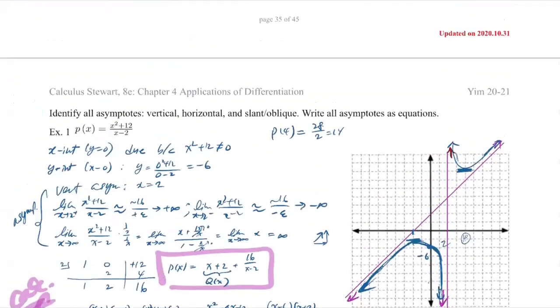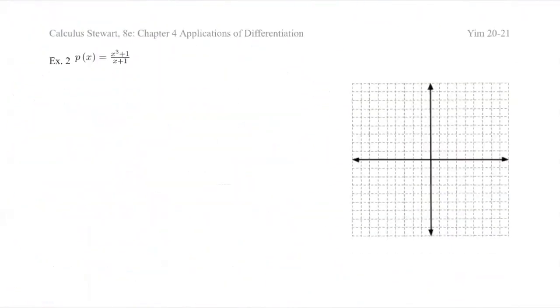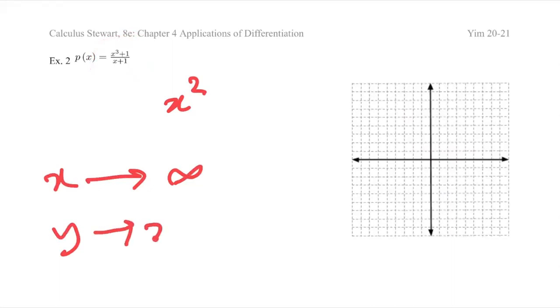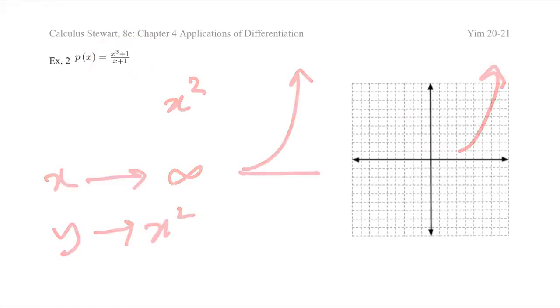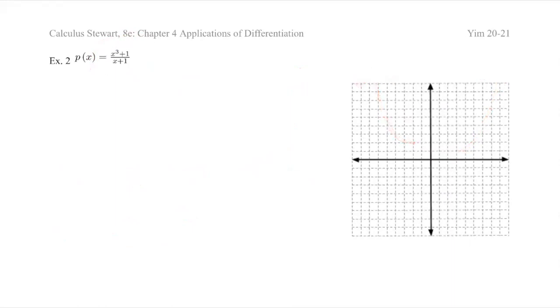All right, guys, let's move on to example 2. So we got this, but the difference is 2, isn't it? So it will be x squared. So as x goes to infinity, y will go like x squared. So it will be more of a quadratic relationship as x goes to this here, right? Or here. Does that make sense?